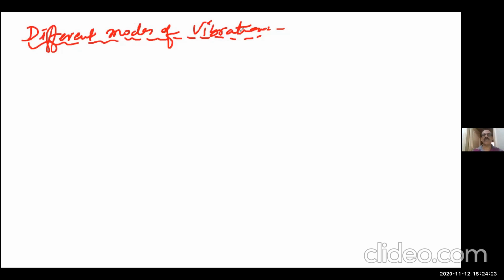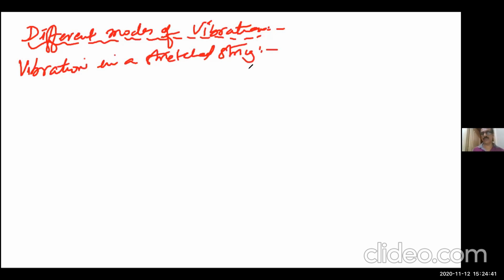Different modes of vibration. Look here. First one, vibration in a stretched string. This portion is shown in the syllabus, but it is marked as deleted in the revised syllabus, so we'll see that later. Now I'll teach you anyway. It's very easy, not complicated.